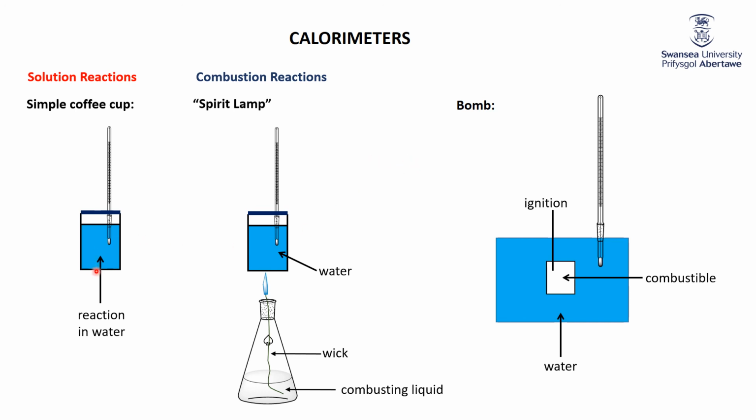So 3 different calorimeters there. Simple coffee cup for doing solutions in water, the spirit lamp where you do a combustion outside and heat up the water from the outside, and then the bomb calorimeter where you do effectively the combustion inside the water and heat up the water that way.